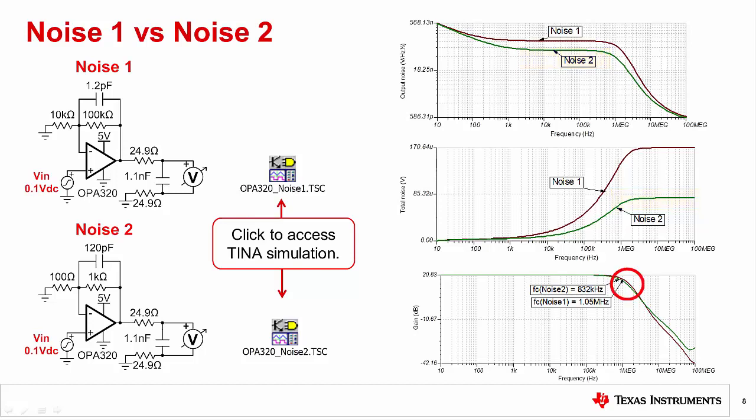Furthermore, you can see that the bandwidth is approximately the same for both circuits. The bandwidth was intentionally kept the same so that the only variable in this experiment is noise density. To run the simulations, just click on the Tina icon in the PowerPoint presentation. This will open up the Tina files as they are embedded in the PowerPoint.